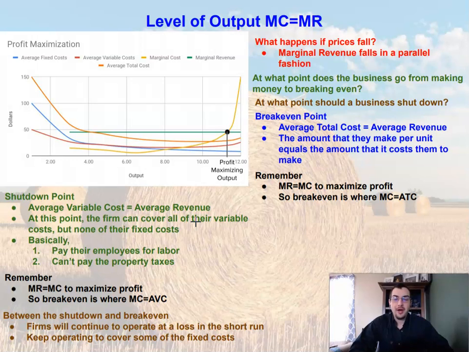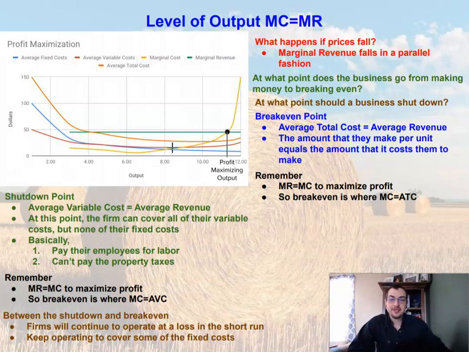So the reason why it's at that point, the average variable cost, remember those are your variable inputs. That's your labor. That's that fuel in that tractor. If you shut down right then, what happens to your variable costs? Well, they go to zero. If you're not producing anything, your variable costs are going to go to zero. But what happens to your fixed costs? Well, your fixed costs actually remain the same. So this shutdown point is actually going to be where this average variable cost equals the average revenue.